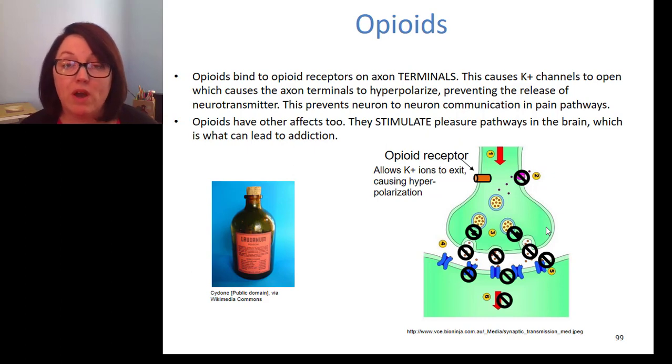This is great when you have horrible pain, because the opioids will completely stop these pain signals from occurring. Unfortunately, opioids have other effects too. So not shown in this picture is the fact that opioids actually stimulate pleasure pathways in the brain, and that's what leads to addiction. So opioids can be very dangerous because they are very highly addicting.